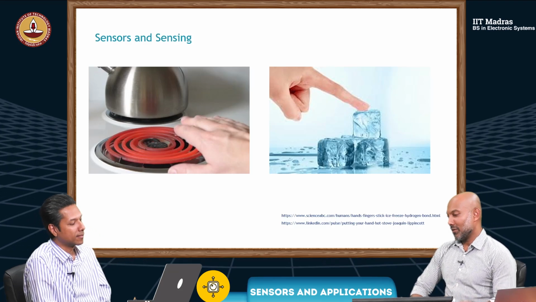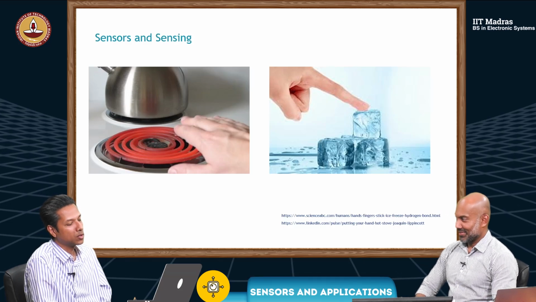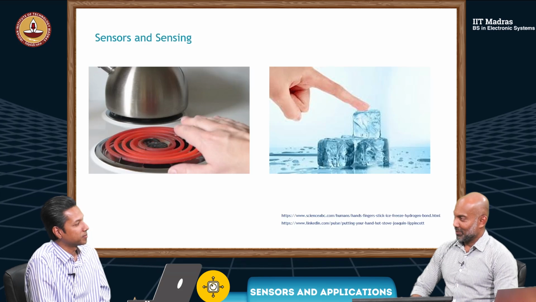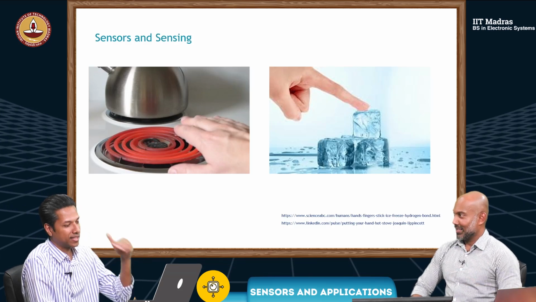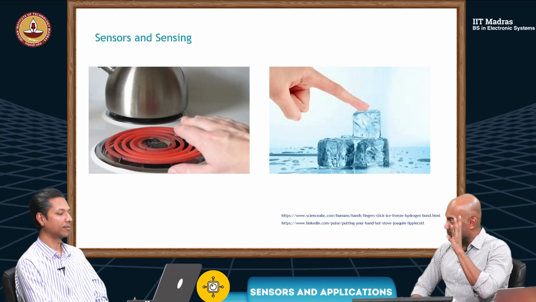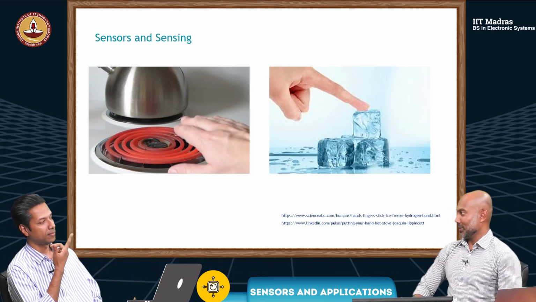Now, what happens if you have some ice cubes? It's similar. It's cold. Correct. So your brain is somehow understanding this. You have your skin, right? It's sending some signal, and your brain is now saying this is hot and this is cold.